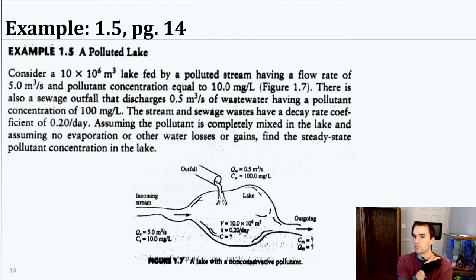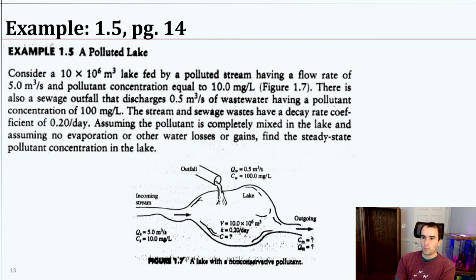There is also a sewage outfall that discharges half a cubic meter per second of wastewater having a pollutant concentration of 100 milligrams per liter. The stream and the sewage wastes have a decay rate coefficient of 0.20 per day. Assuming the pollutant is completely mixed in the lake and assuming no evaporation or other water losses or gains, find the steady state pollutant concentration in the lake.